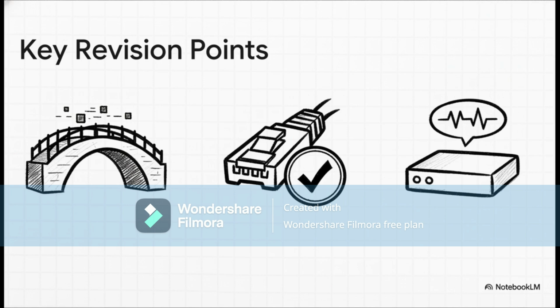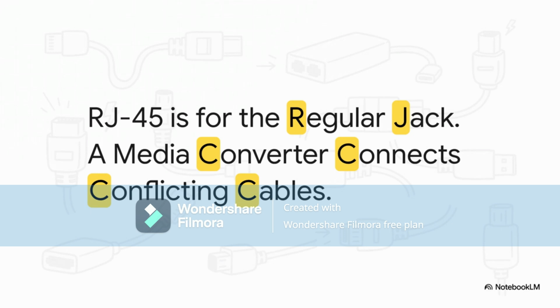Okay, let's wrap this all up with your final revision points. Number 1, connectors are the physical bridge for your data. Number 2, the RJ45 is the everyday standard connector for Ethernet. And number 3, media converters are the special translators for different kinds of cables. Got it? And finally, just to make sure all of this really sticks in your brain for test day, here's a little trick.